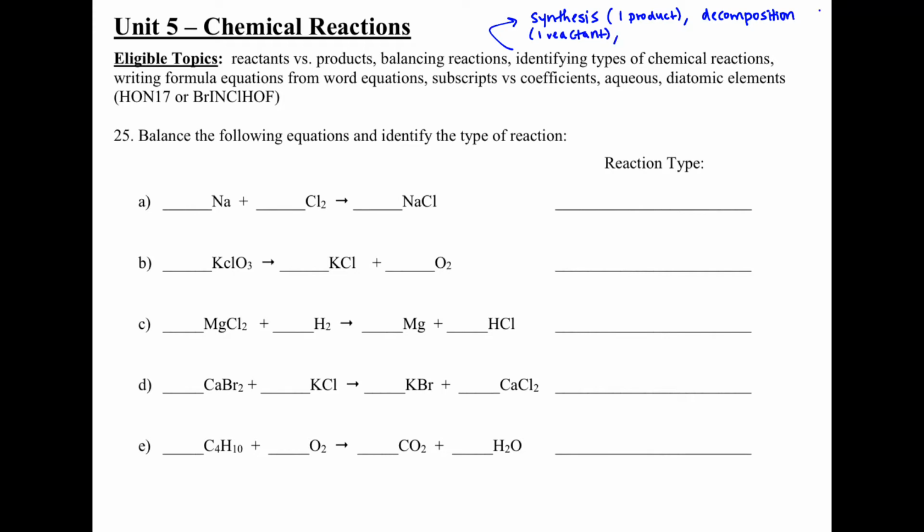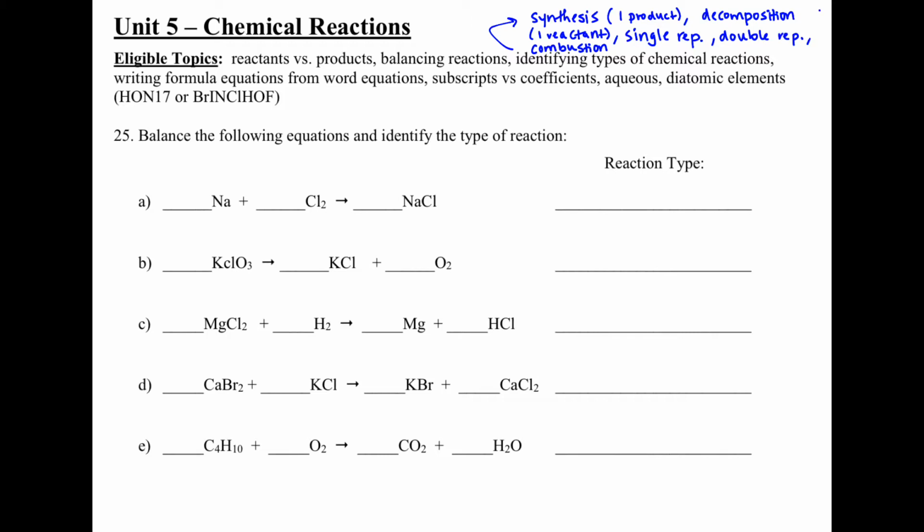Okay, there were 2 types of replacements. So we had single replacement and double replacement. The difference being whether it was an element and a compound swapping spots or whether it was 2 compounds switching spots. And then last but not least, we had our combustion reactions. Okay, so those are the 5 types, and you have a lot more information in your unit packet if you need some more help with these, okay? But let's check out each of these individually.